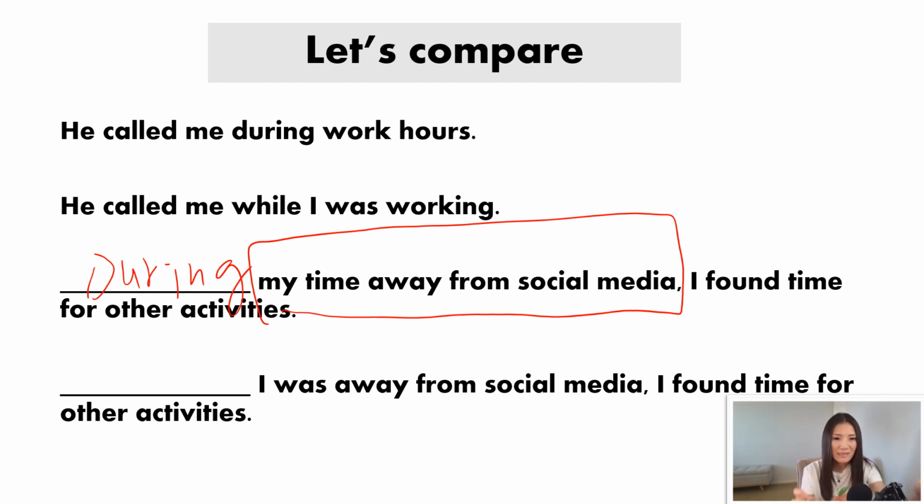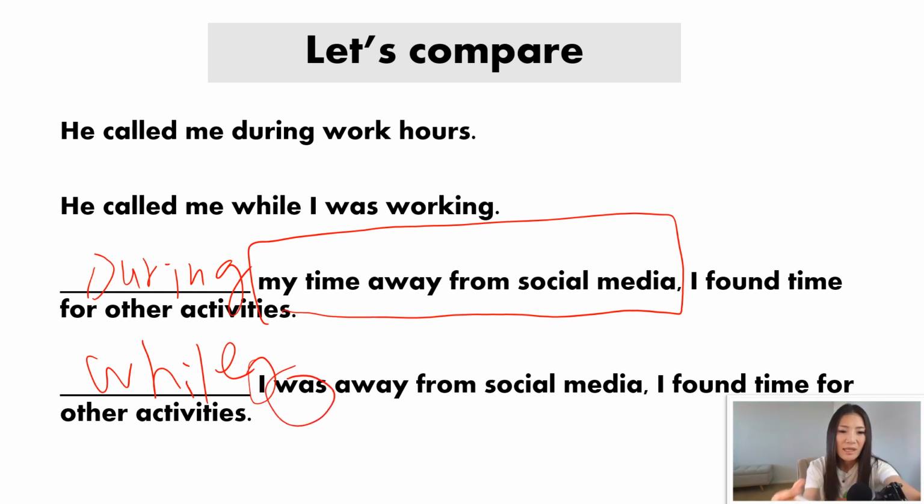The second sentence, however, I'm going to use the word while. While I was away from social media. Because I have a clause right here. Here's my subject and here's my verb was. So we have to use while. While I was away from social media, I found time for other activities.